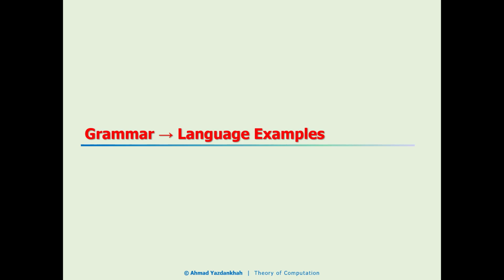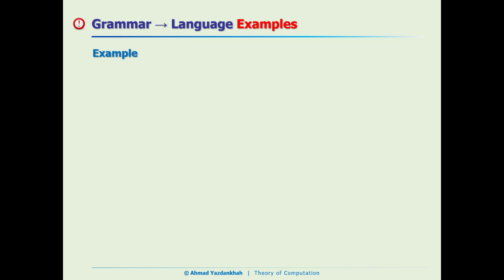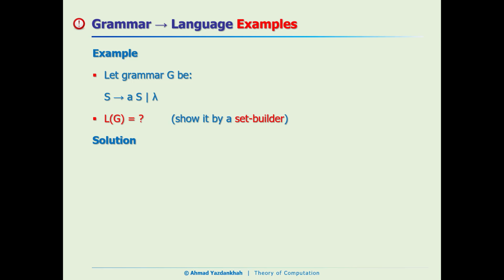Now let's sharpen our knowledge and skill by practicing how a grammar produces a language. I'm going to give you a grammar, and then we will find out what language this grammar is representing. That's a very good practice. Let's start with this simple example. S is defined as AS or lambda. The question is, what language is this representing, and we denote this concept with L of G.